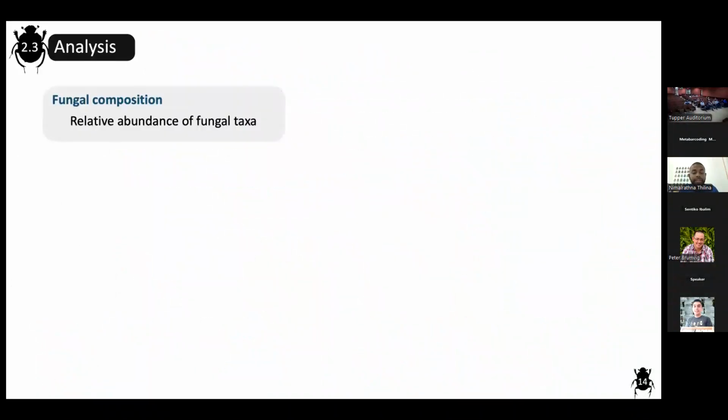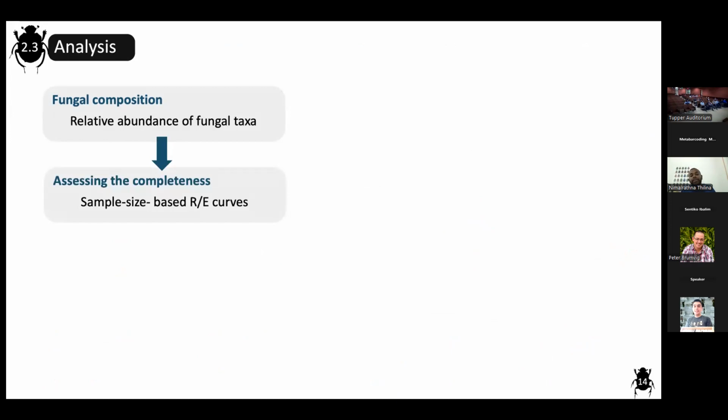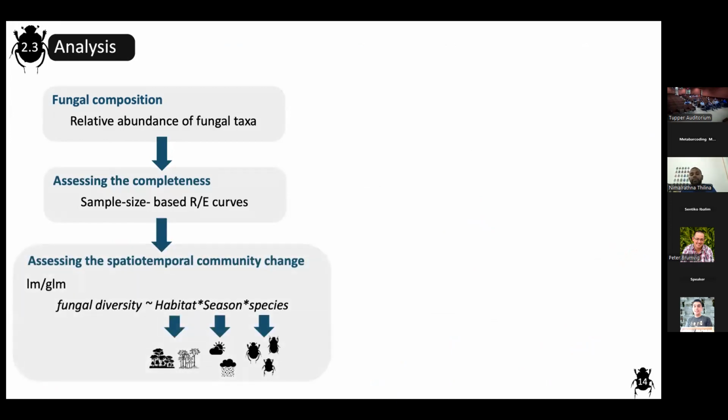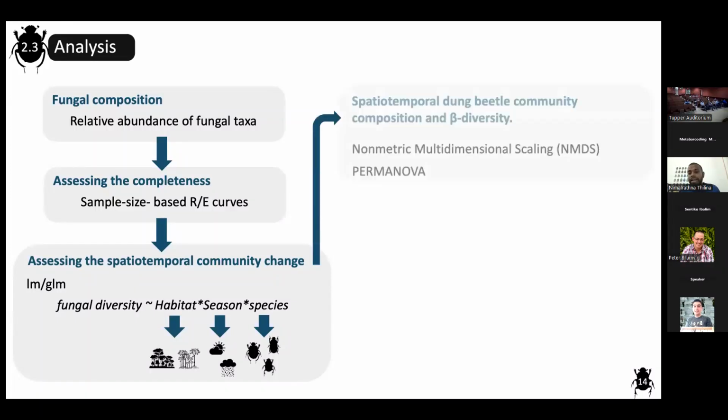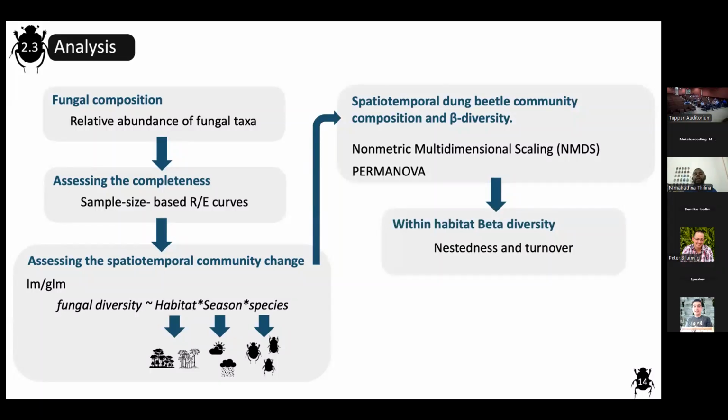For the analysis framework, first we look at the fungal composition, and then we assess the sample completeness. Then we look at the fungi diversity from the dung beetle gut, and whether there's an effect of the season, the habitat or the species. And last, we look at the community composition, and also how the community variability happens in each habitat.